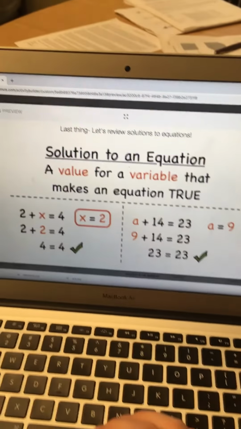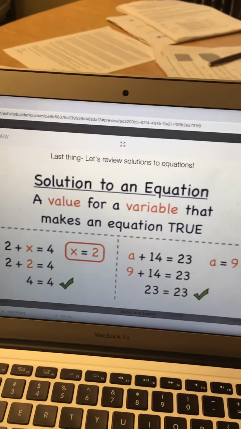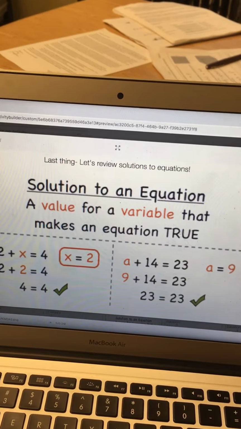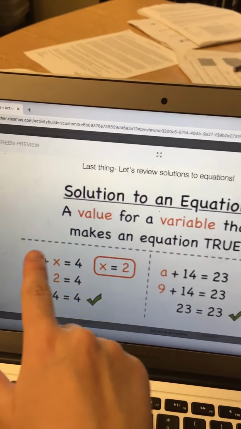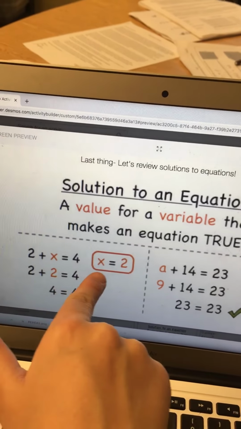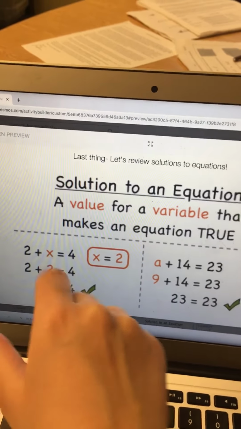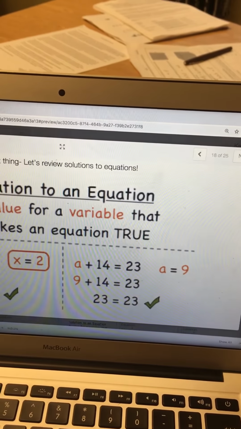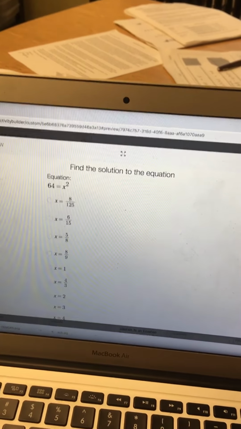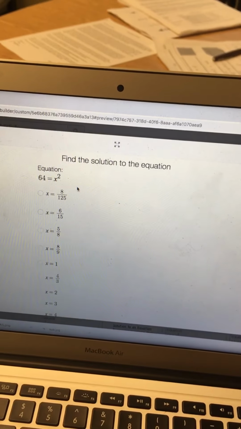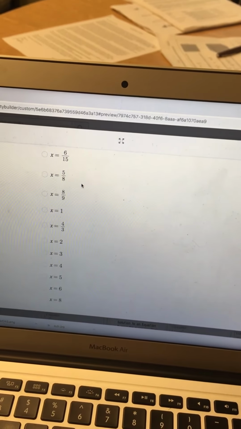And then the last thing is we're going to find some solutions to equations. And remember, solutions are a value for a variable that makes the equation true. So here in x plus 2 equals 4, x has to be 2 in order to make this equation true. Same with this example. You can come back to the screen if it helps. Then we're going to look for solutions to each equation. So you're going to choose from this list.